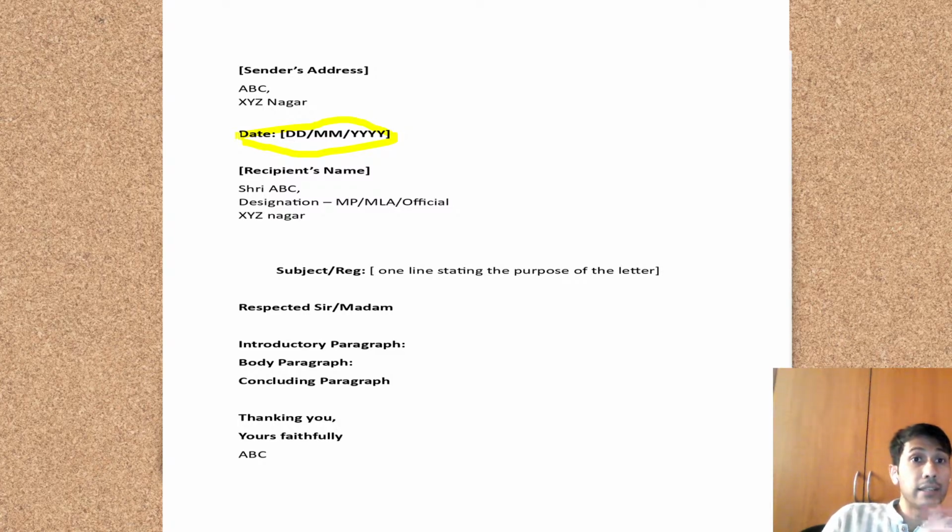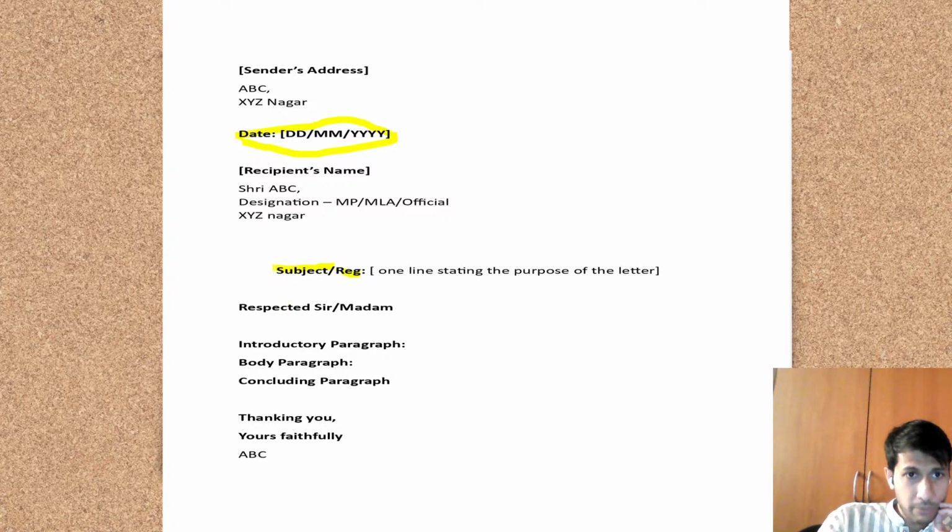So you don't have to write exactly the sender's address or recipient's name. That's not needed. What's given in the bracket. After that comes the subject part. Subject or regarding. Do not mention both. Either you write subject or you write regarding with a colon, and ensure that you write it in the middle.